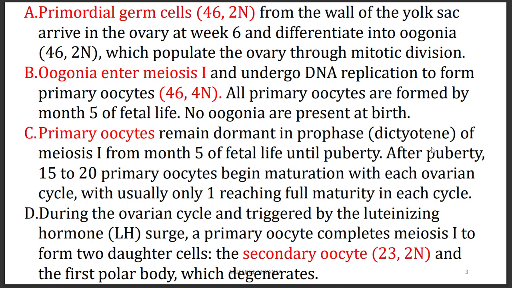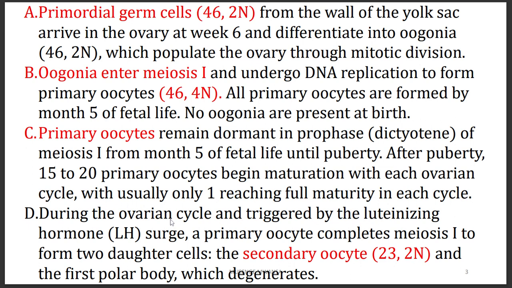So after puberty, 15 to 20 primary oocytes are going to be recruited each month. Each month, 15 to 20. Of these 15 to 20 primary oocytes every month, only one is going to reach full maturity, and that's the one which is going to be ovulated. 15 to 20 are just going to be released to undergo development, but only one is going to mature.